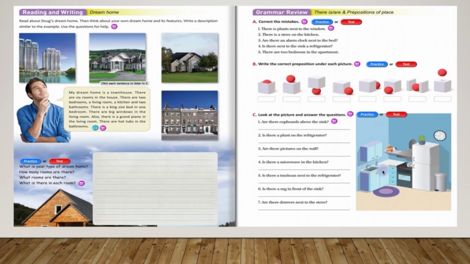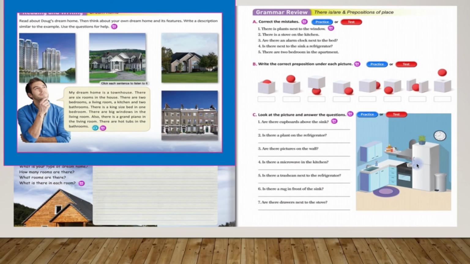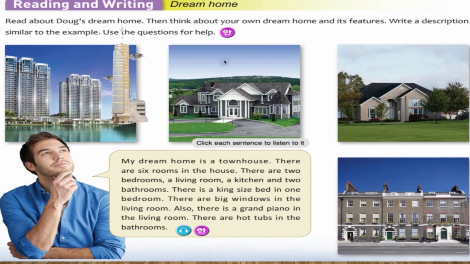Now we're going to move on to the last thing, which is the reading and writing. So as it says, read about Doug's dream home. Then think about your own dream home and its features. Write a description. Oh, you know what's coming. All right, so here we have Doug's dream home.